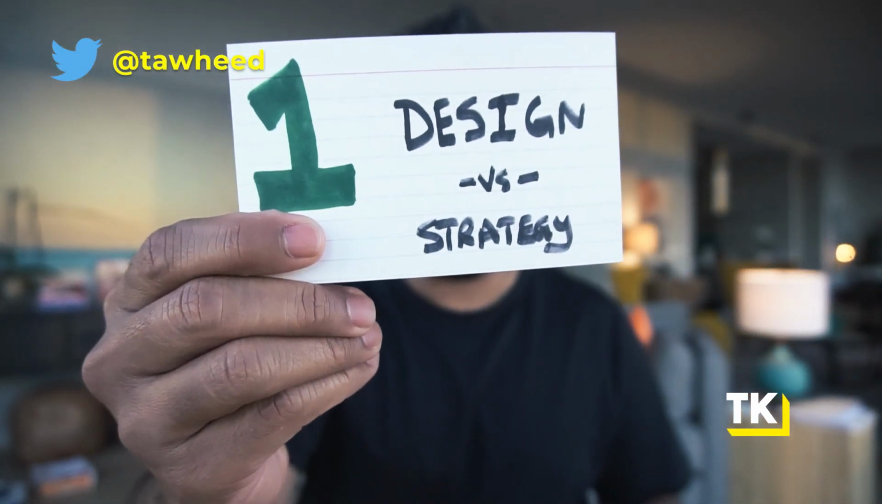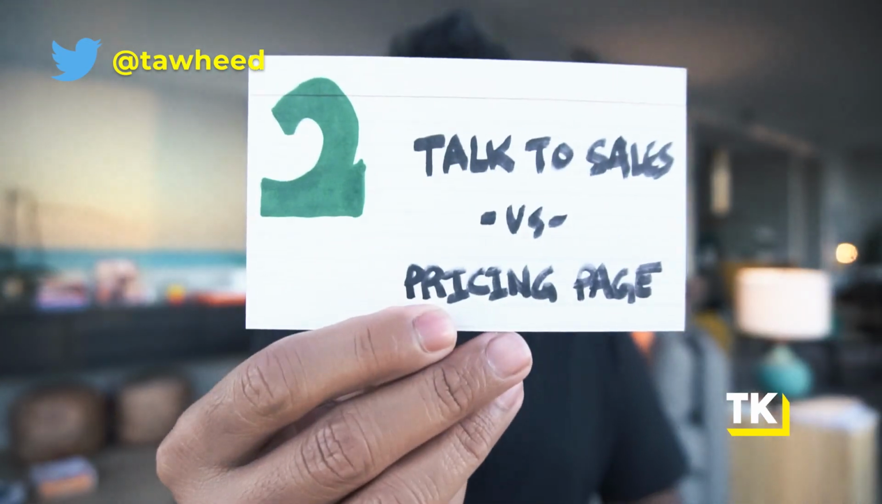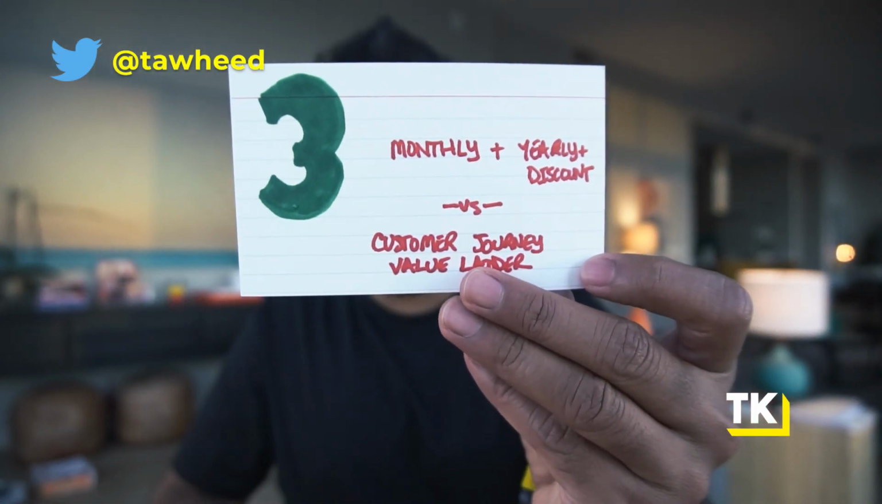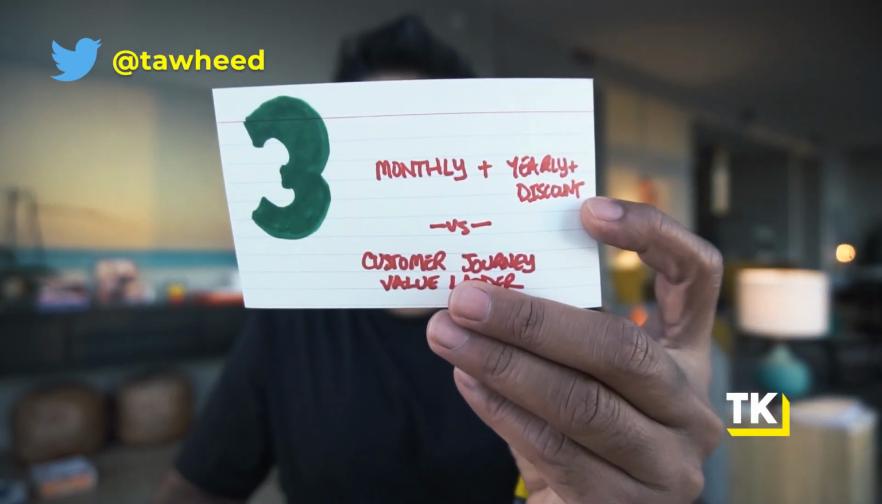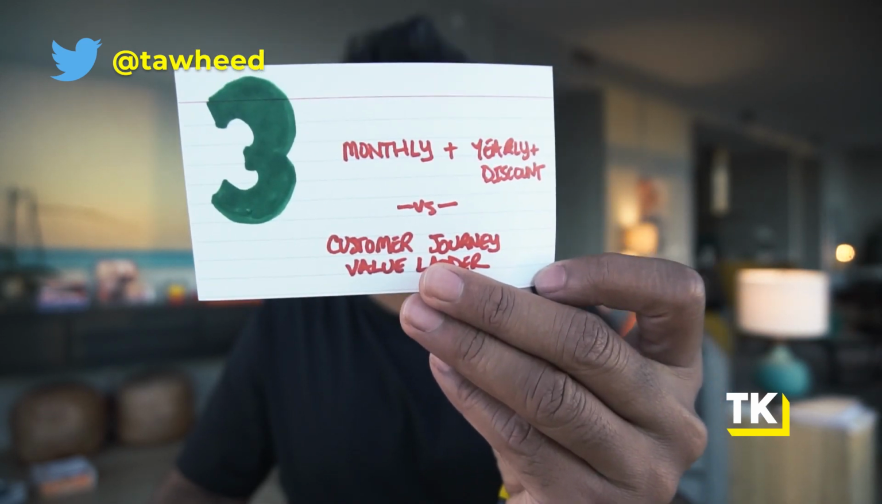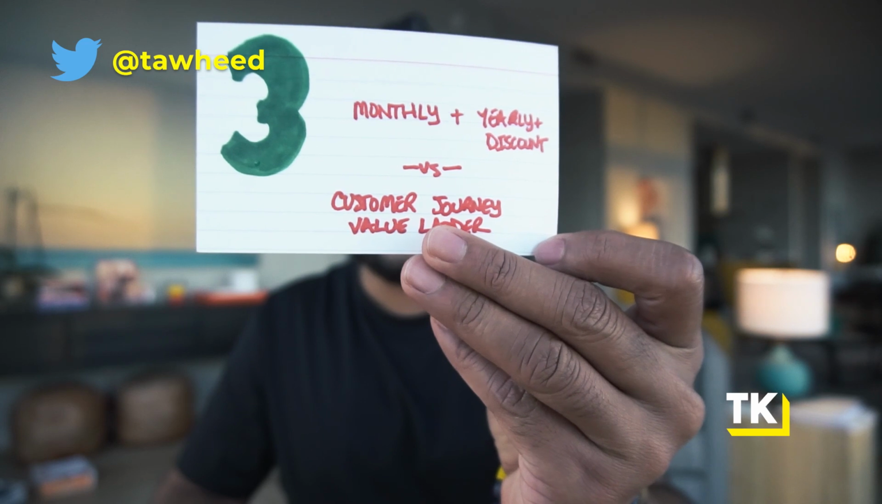So to recap, first of all, know the difference between a design versus strategy. Strategy is more important. I'll link to that video down below. You should definitely watch that next. Then figure out if you should have a pricing page at all or you should just have a talk to sales button. And I'll link to that video where I go into more of that down below as well. And lastly, on your pricing page, sure, get the beautiful design, but if you have a flat pricing model, then do a monthly plus yearly so that there's options. Otherwise, name your plans and show your plans based on the customer journey value ladder.